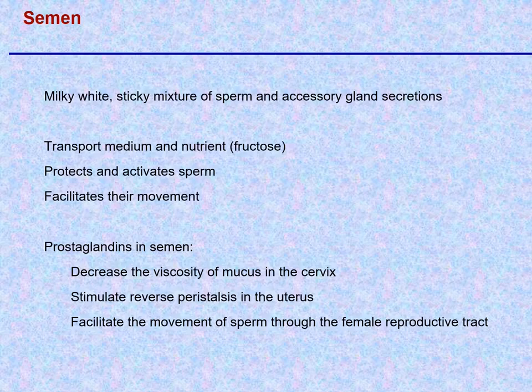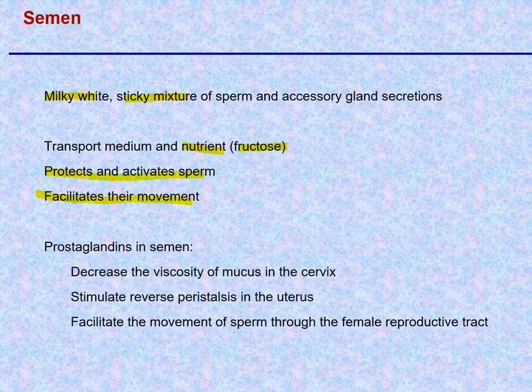It is an opaque, milky white, sticky mixture of the secretions and the reproductive gametes, the sperm cells. It acts as a transport medium. It also provides nutrition to the cells because it contains fructose, and it can protect and activate the sperm. It helps their movement. So with ejaculation into the vagina, there's a requirement for movement of sperm cells through and quite far up into the female reproductive tract.